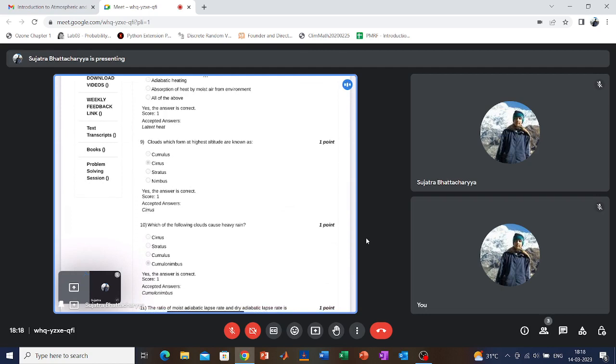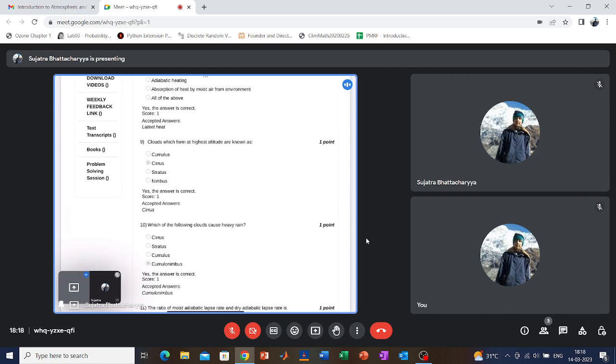10th question is, which of the following clouds cause heavy rain? Cirrus cannot cause heavy rain because, if you see the fifth problem solving session, the last one, its picture, you can see that it's a very high altitude cloud and a very small thread-like structure is there, so it cannot cause heavy rain. Then stratus, no, it's a fog-like structure, it does not rain much.